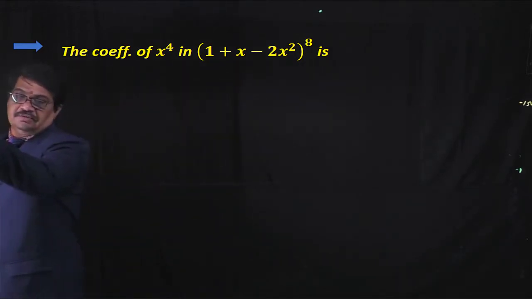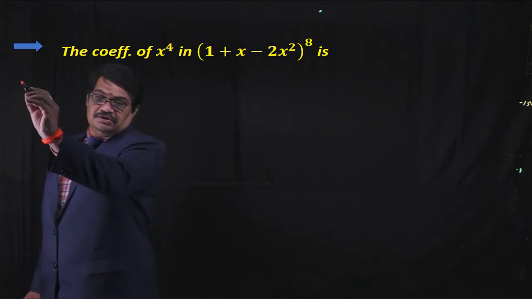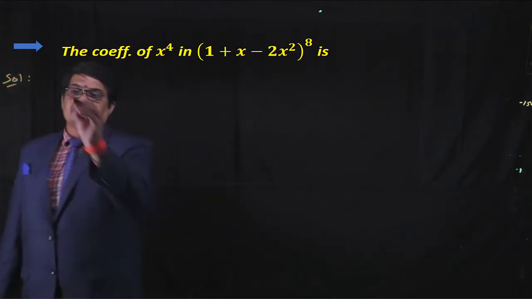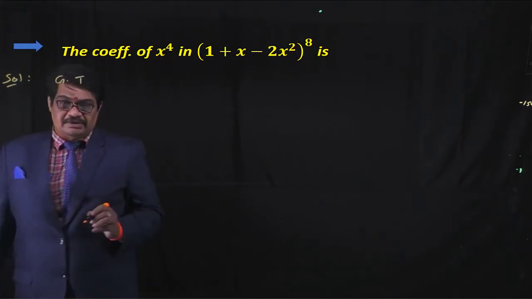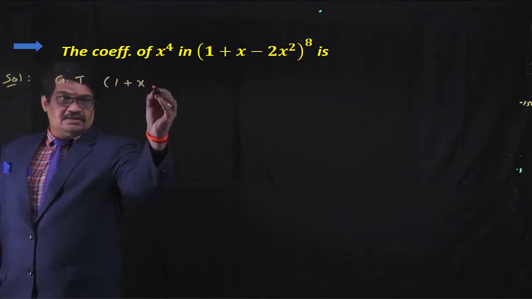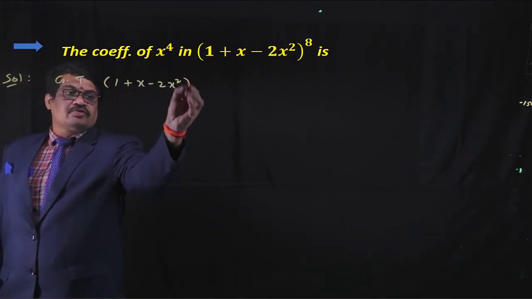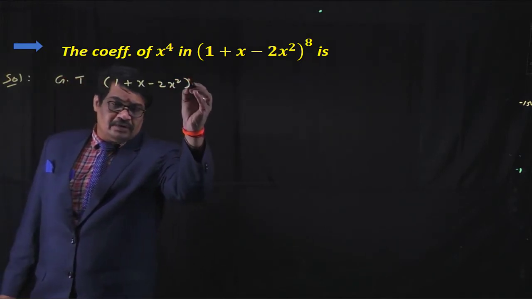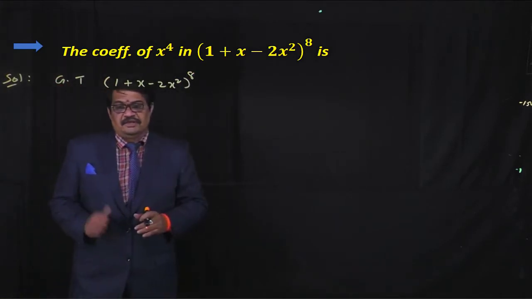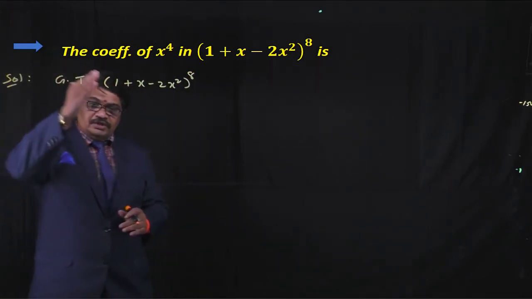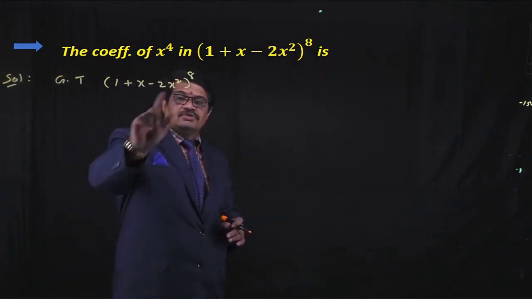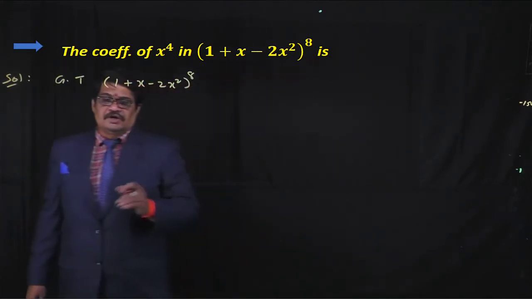See the solution. What is the given expression? The given expression is (1 + x - 2x²)⁸. Now we have to find the coefficient of x to the power of 4 in that expansion. So this is a trinomial; we have three terms. It is a trinomial expression.